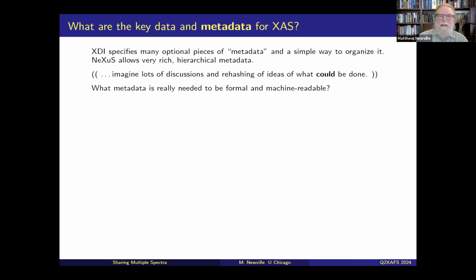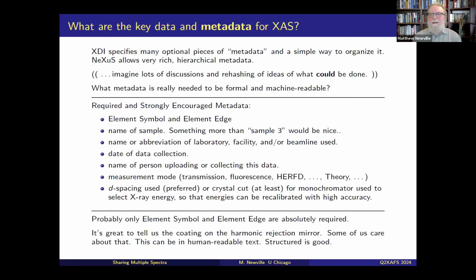We want intensity to be normalized mu, and then a bunch of other stuff that could be anything you want. XDI specifies many optional pieces of metadata, and a simple way to organize it. Nexus allows really rich and hierarchical metadata, so you can imagine lots and lots of discussion and rehashing of ideas of what metadata is needed, what's formal, what do we want. Nicely, I think, our group, and I hesitate to credit who really brought this up, at some point just said, okay, wait, what do we really need? What's the minimal thing we need? And so we got to what is required or strongly recommended metadata.